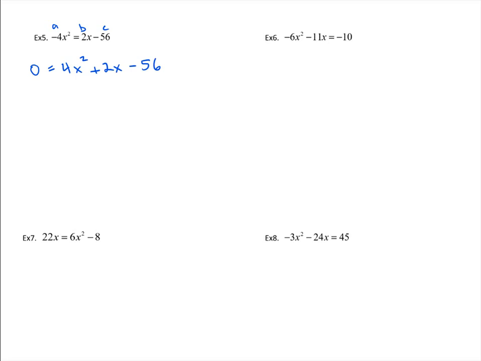And then we need to factor this. So follow the steps for factoring. All right, so is there a GCF? Looks like I can take out a GCF. I can take out a 2. So I get 2x squared plus x minus 28.